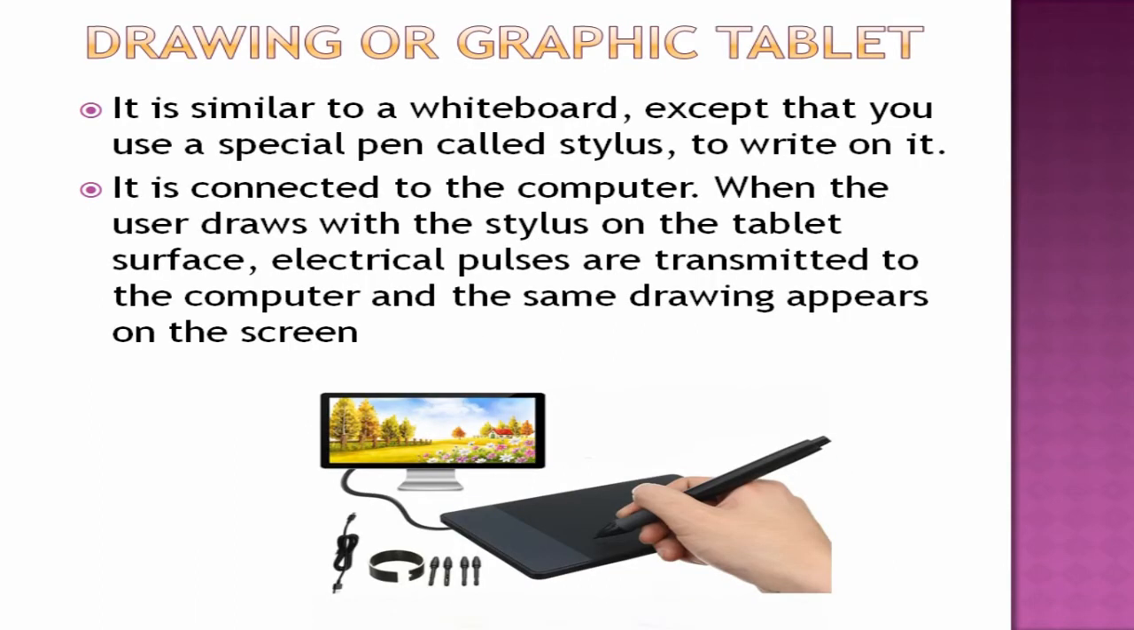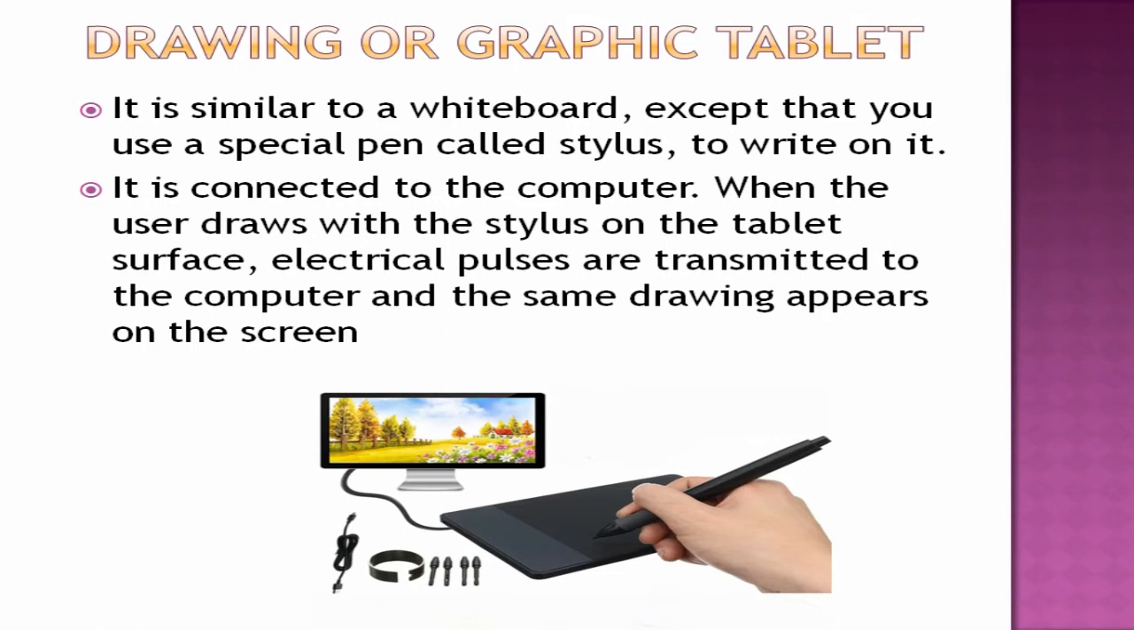Next input device: digitizer or graphic tablet. It is similar to a whiteboard, except that you use a special pen called a stylus to write on it. You must have seen stylus pens in your classrooms, the smart board pens. So it is connected to the computer. You need a graphic tablet, which is like a whiteboard, connected to your computer. When you write on the graphic tablet, it will be displayed on your computer screen.